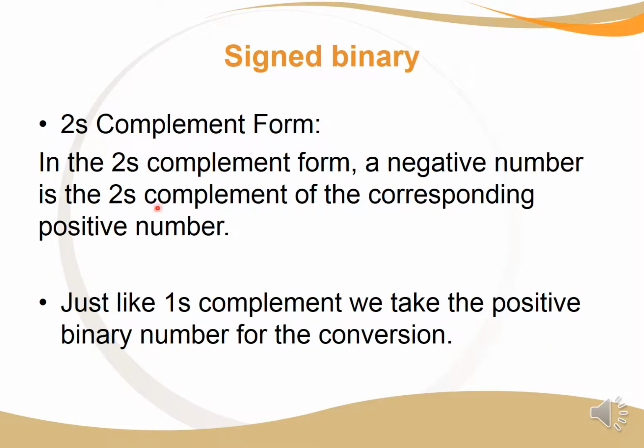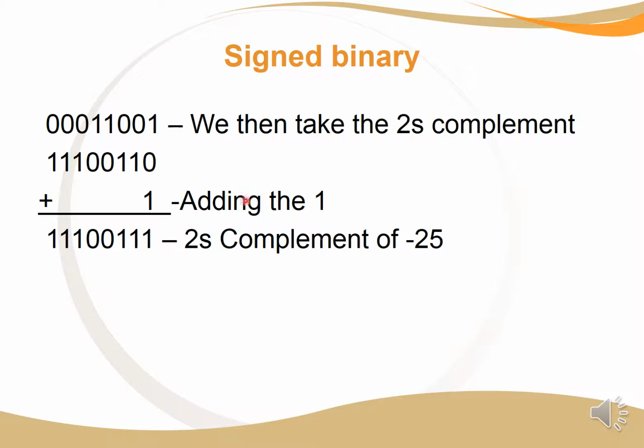In the two's complement form, a negative number is the two's complement of the corresponding positive number. So like ones complement, you take the positive binary for the conversion. Here we have the binary of 25. We take the two's complement of this. That's the ones complement form, and then we add 1 to take it to two's complement. And this is the two's complement form of minus 25. So once again, positive binary 25, take the ones complement, add the 1, and this is minus 25 in two's complement form.